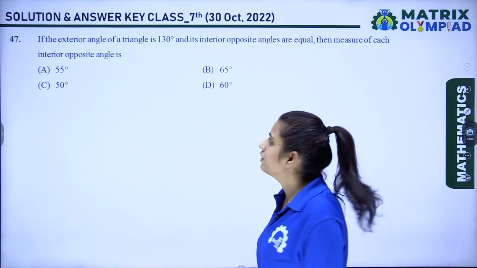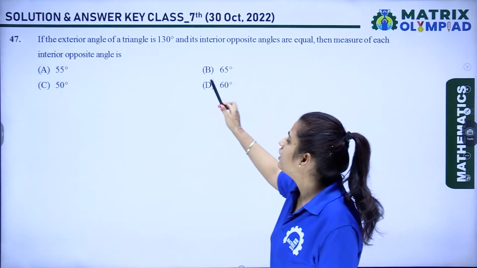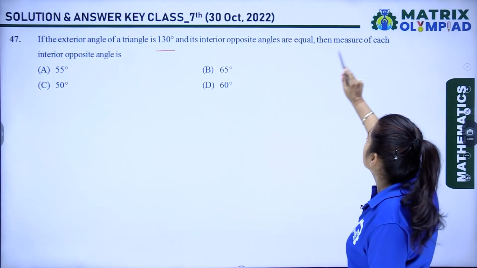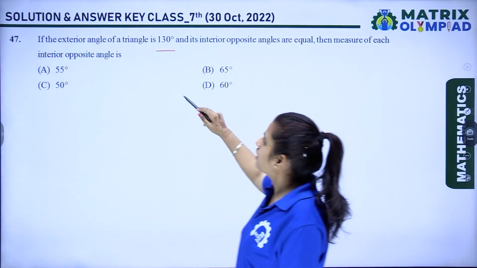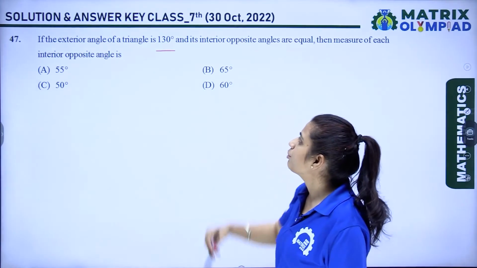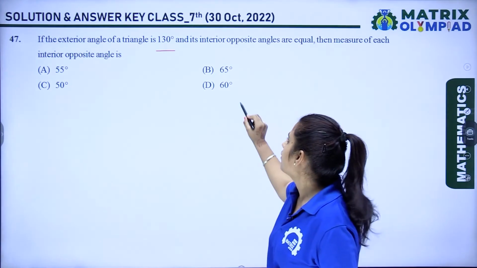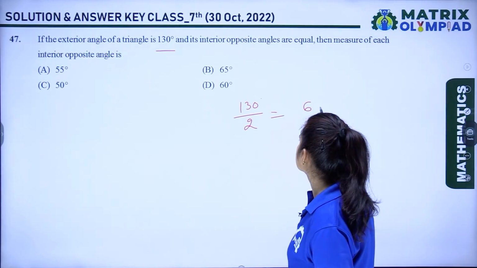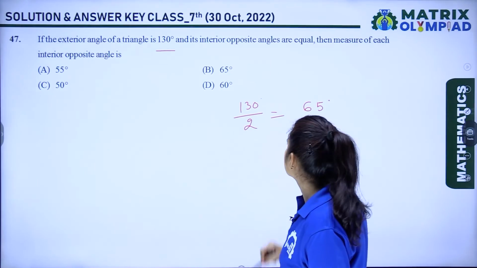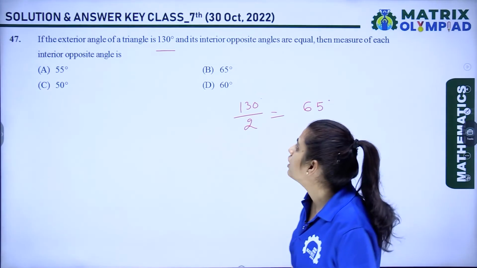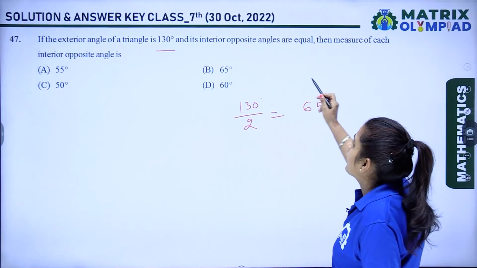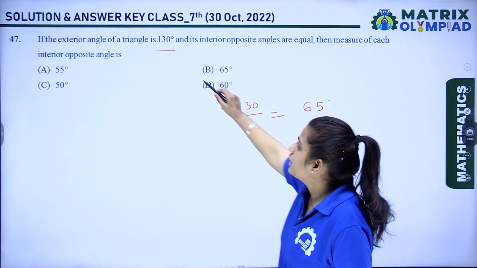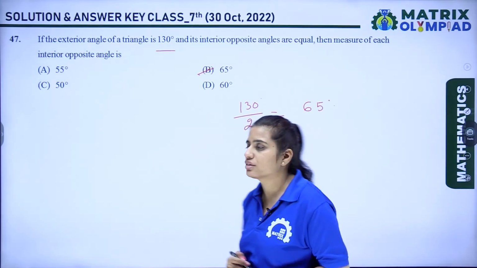Now question number 47 is, if the exterior angle of a triangle is 130 degrees and its interior opposite angles are equal, then the measure of each interior angle is? Now we have to find out the measure of each interior angle. Let's divide 130 into 2 equal parts. That is 65 degrees. So the interior opposite angle measurement is 65 degrees. So we can say that option B is the correct answer.